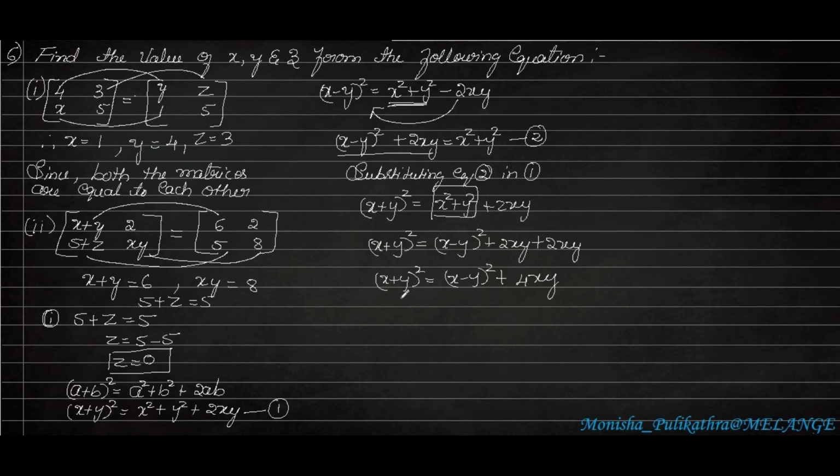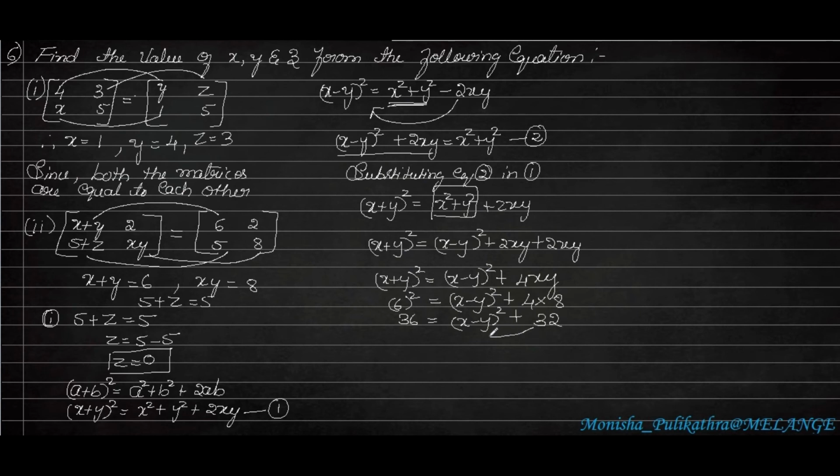x plus y is 6. So 6 squared is equal to (x minus y) whole squared, since the value of x minus y is not given, so we have to find it out, plus 4 into xy. What is the value of xy? It is 8.